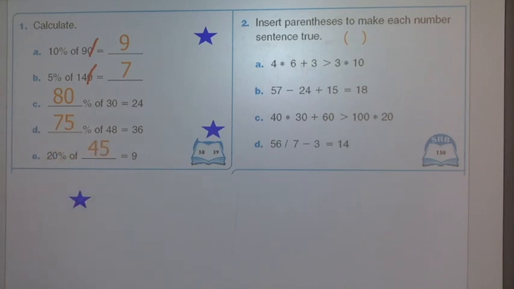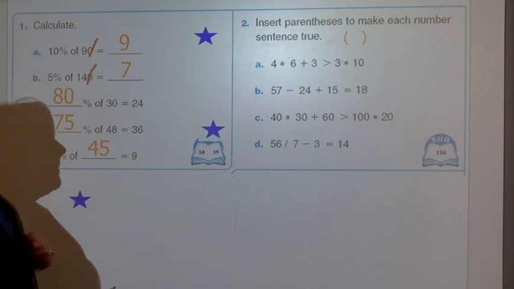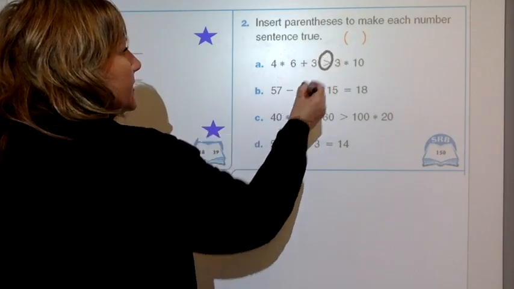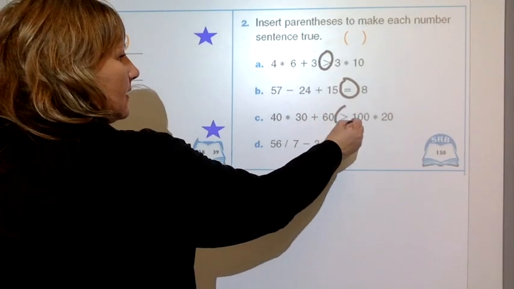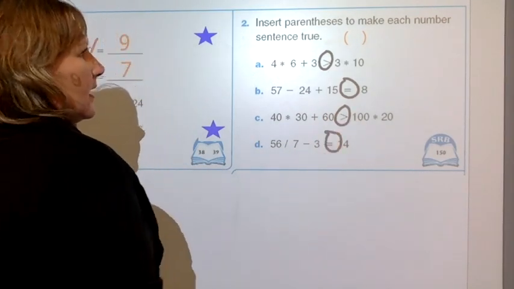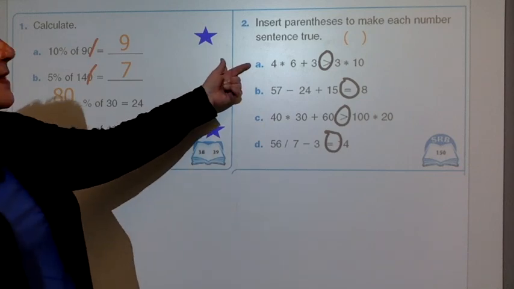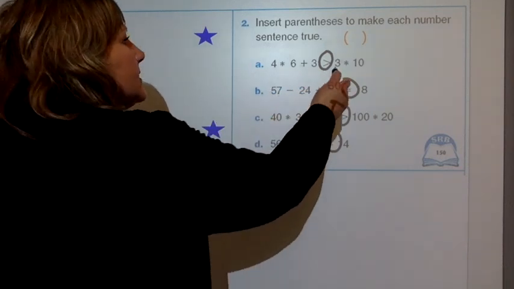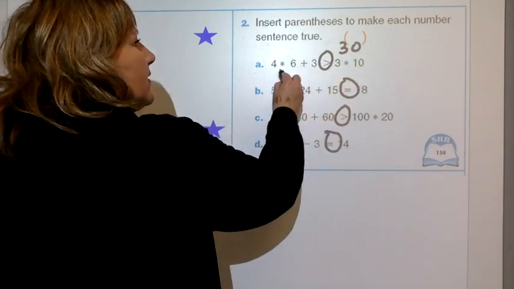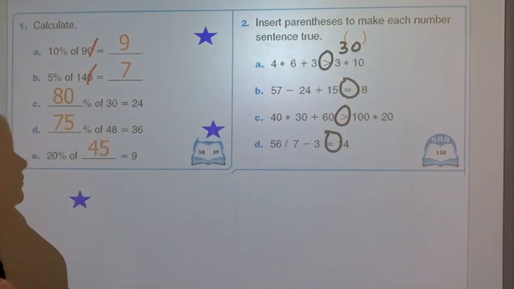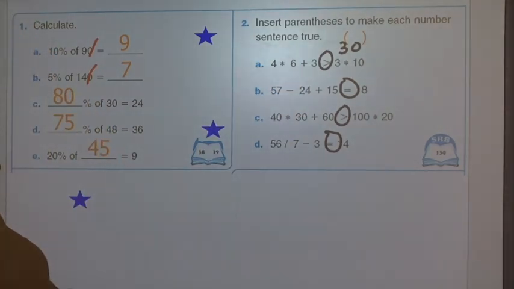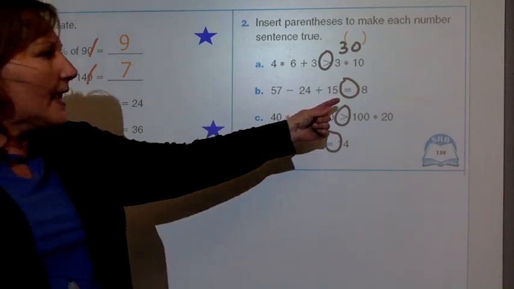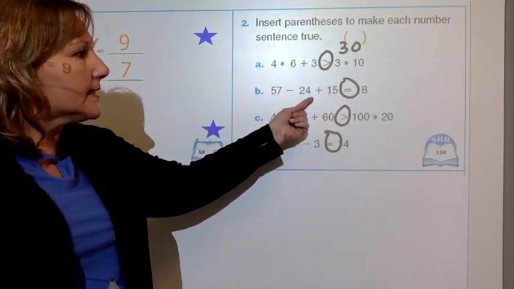Number 2, you're going to insert parentheses to make each number sentence true. So go through and find anything that has a greater than or less than sign or an equal sign. Okay. Then you're going to look back at the sentence. Look at here. This side says 30. So see if you can try and make that side say 30. You have 2 options. You can go around the 6 and the 4 or the 6 and the 3. Next one, you have 18 on this side. I want to try to get this whole side to say 18.